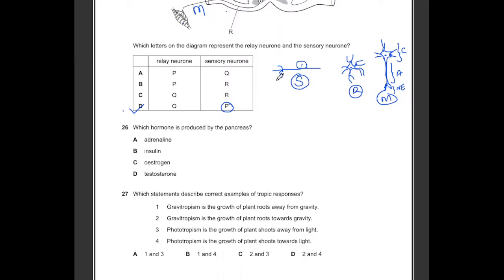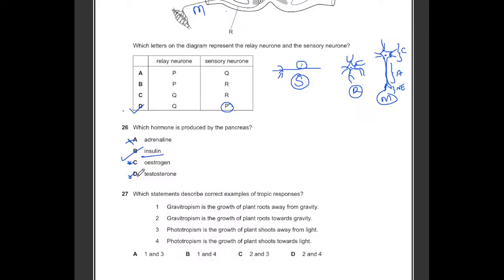Okay, which hormone is produced by the pancreas? Adrenaline is produced by the kidney? No. Okay, so that's wrong. Estrogen and testosterone both come from the female and male sex organs. So estrogen is from the female body, testosterone is produced by the male sex organ. Okay, so the pancreas produces insulin, and that's the correct one.